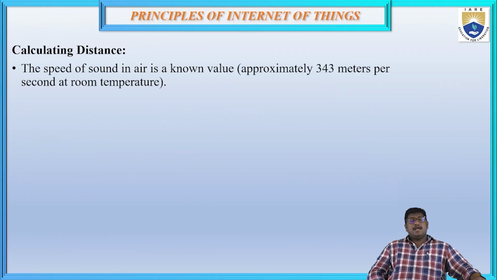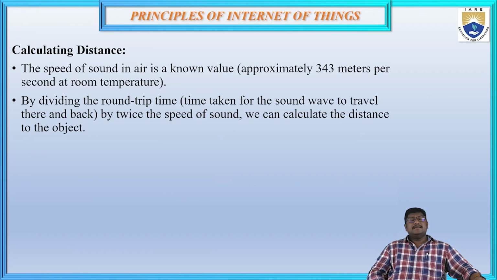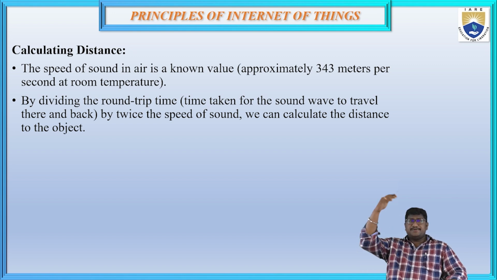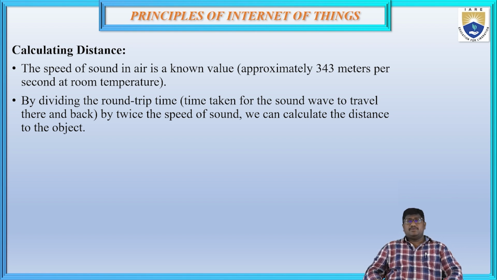And how are we going to calculate the distance? The distance is going to be calculated with the speed of sound in air, a known value of approximately 343 meters per second at room temperature. By dividing the round trip time taken by the sound wave to travel from one point to another and come back, which is twice the distance, we can calculate the distance of the object.